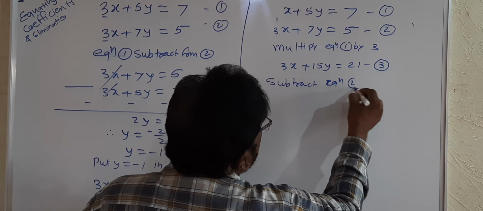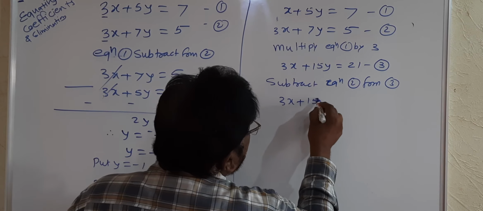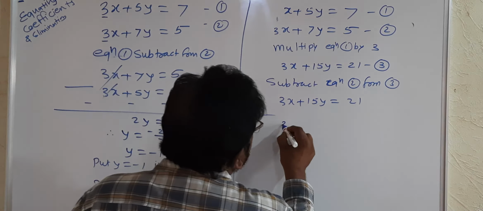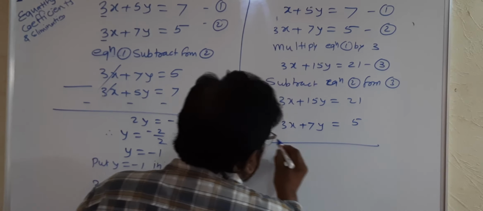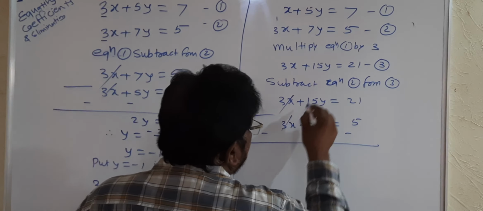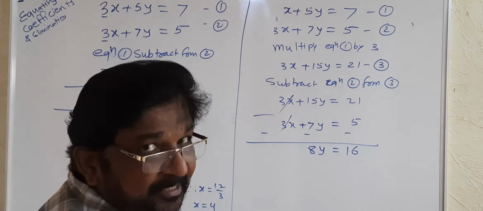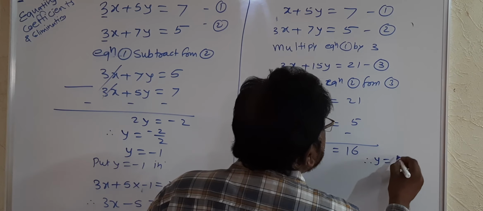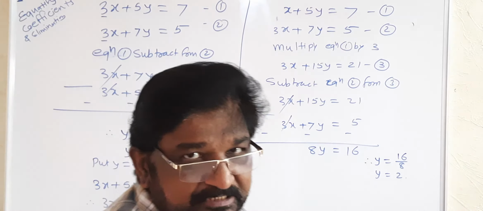equation 2 from 3. So 3x plus 15y is equal to 21 minus 3x plus 7y is equal to 5. Minus sign will change. These two will get cancelled and we will get 8y is equal to 16. So y is equal to 16 upon 8. So y is equal to 2. And further the procedure is same.